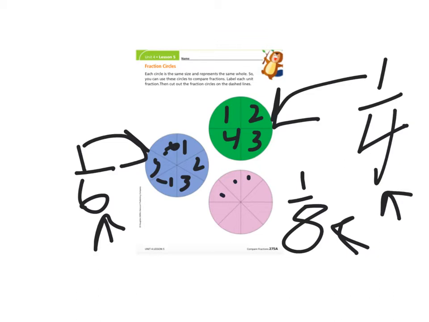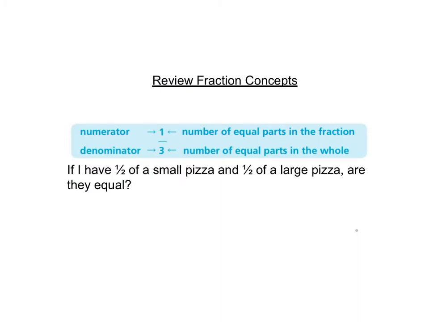So take a look at this sheet. You're going to cut these out. You can use them to compare. It reminds you of what a numerator and denominator is. The denominator is the equal parts of the whole, and the numerator is the number of slices or pieces you have.